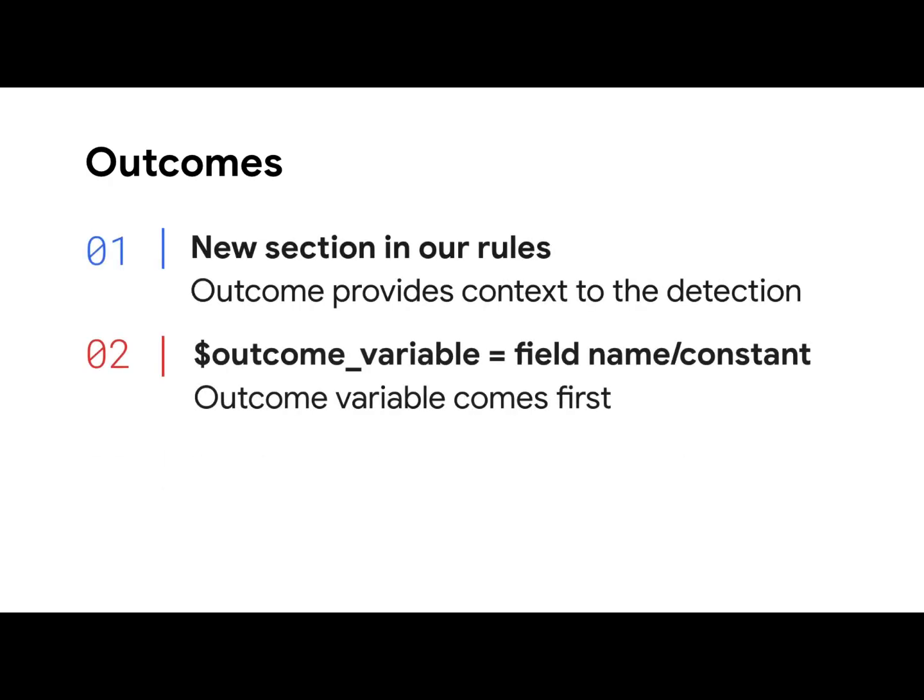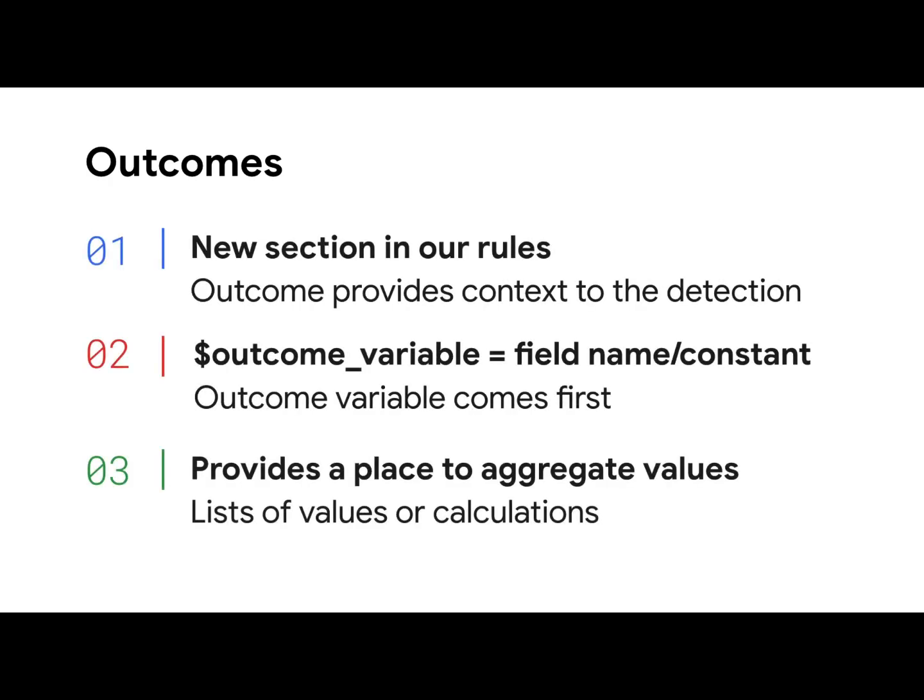Outcomes add a new section to our rules, and with it comes the ability to add context to our detections. This context is created using syntax of $outcome variable name equals a field or constant. Remember, don't forget strings are enclosed in quotes, and while we didn't cover it today, outcome variables also provide a method to aggregate values and perform calculations, which will become very important when we start looking at multi-event rules. Outcomes can be helpful both in Chronicle as well as providing information about our detections to third-party systems, so adding outcomes can be quite valuable to your security operations team.